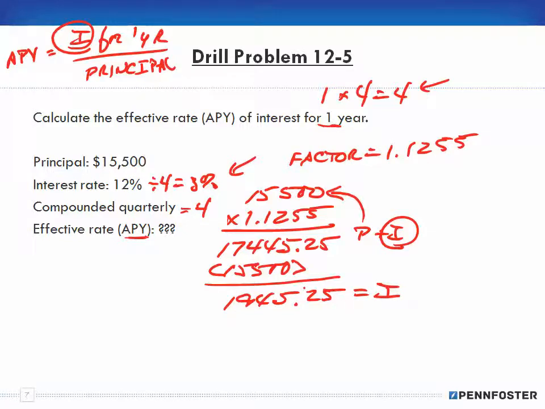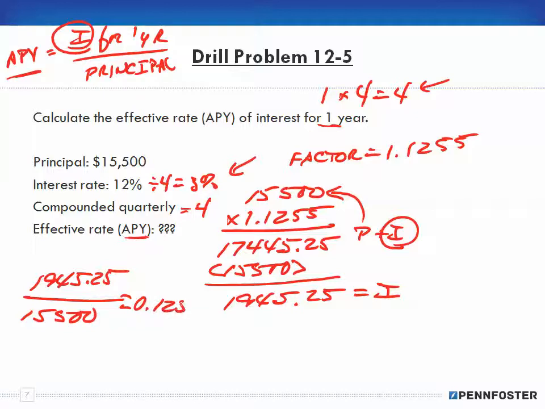All right, now, since we know that's our interest, we can calculate our APY, which is our interest for 1 year. So our interest for the 1 year is $1,945.25, and that goes over our principal amount of $15,500. When you divide one from the other, you end up with 0.1255, which in percentage format is 12.55%.